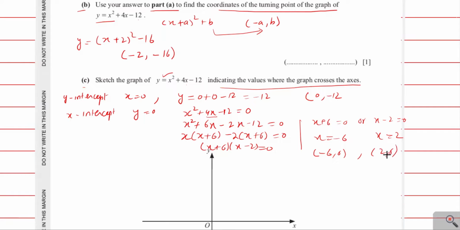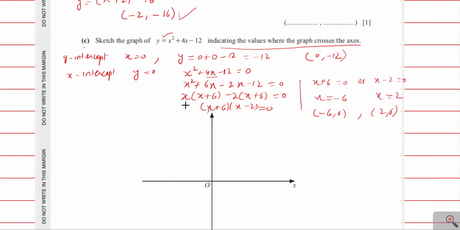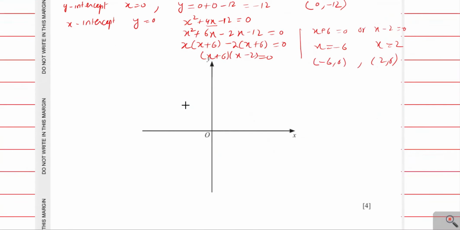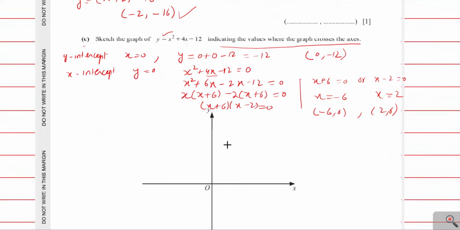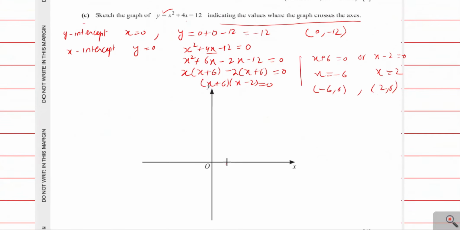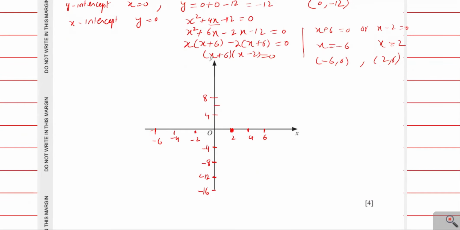And after getting these points, (minus 6, 0), (2, 0), and the y-intercept value and the turning point, we can sketch the graph. Look here. Firstly, we mark the values on the x and y axes. Here the values are minus 2, minus 4, minus 6, 2, 4, 6.